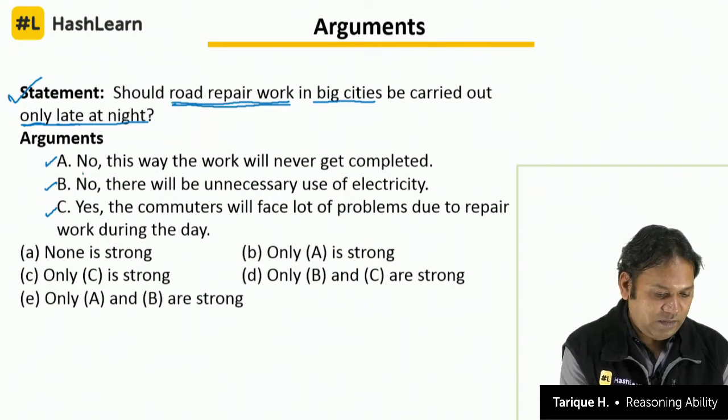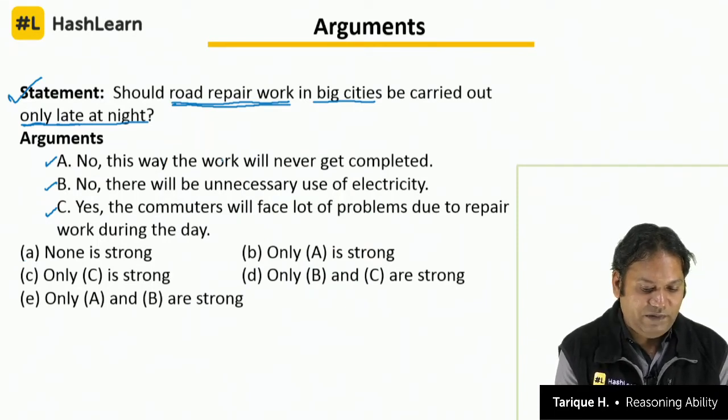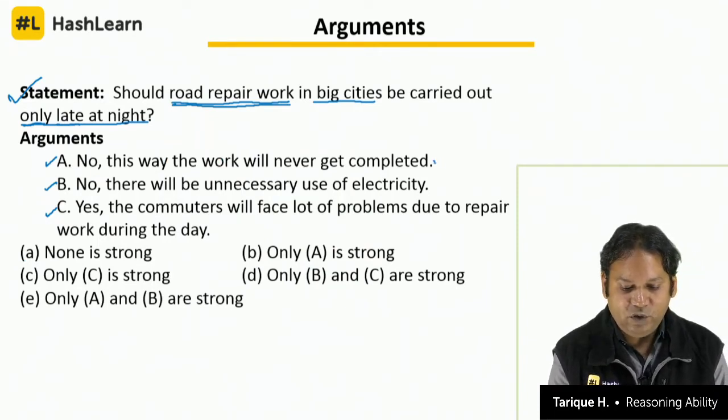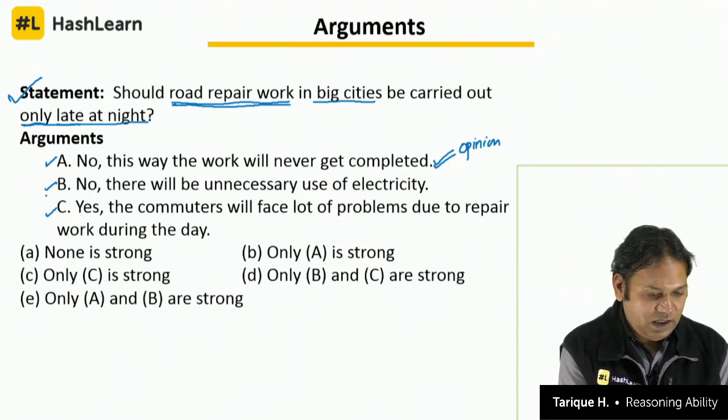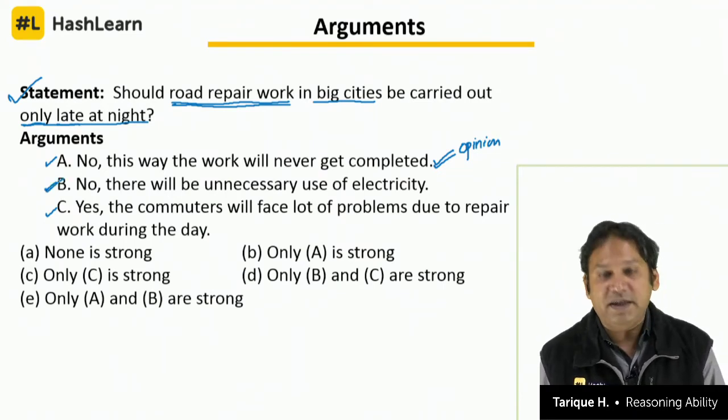If you say A, no, this way the work will never get completed. This is more like an opinion. It's an opinion. This is not a strong argument. It's a weak argument. Again B, no, there will be unnecessary use of electricity.